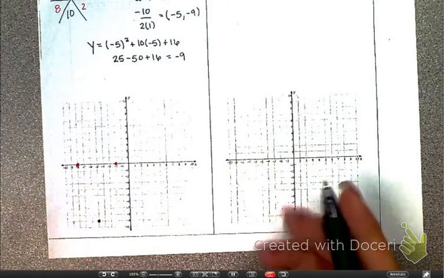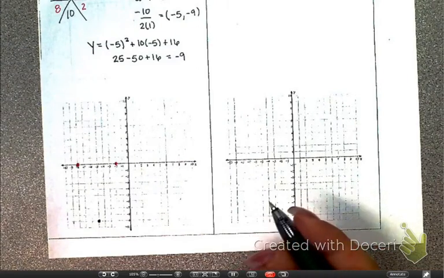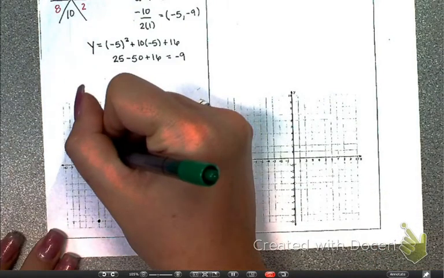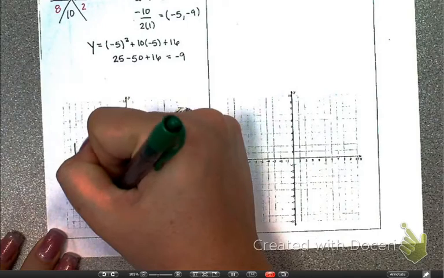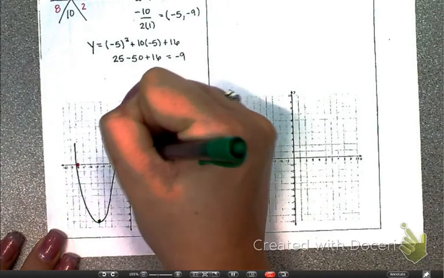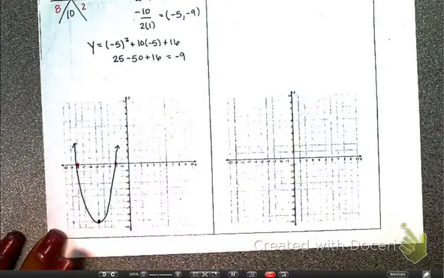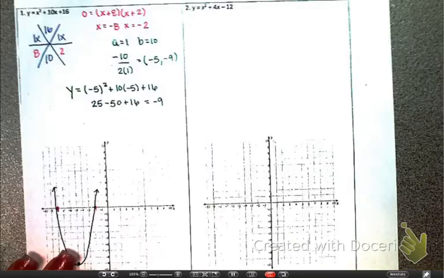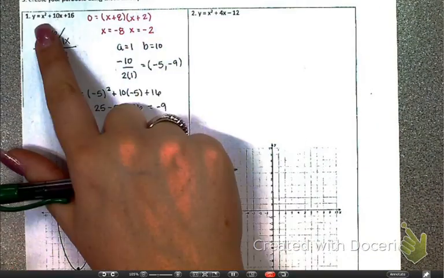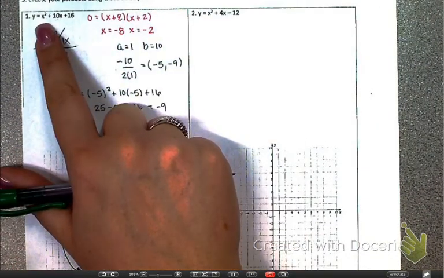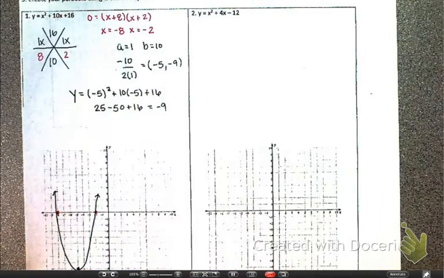Can you see the shape of your graph? So you don't need 2 additional points. We can draw in our parabola. Based off the equation, is it supposed to open up? Is it supposed to be a normal graph? Yeah. Okay, it is.